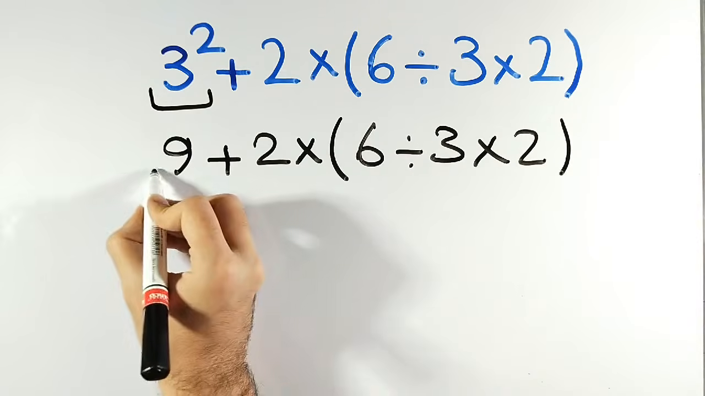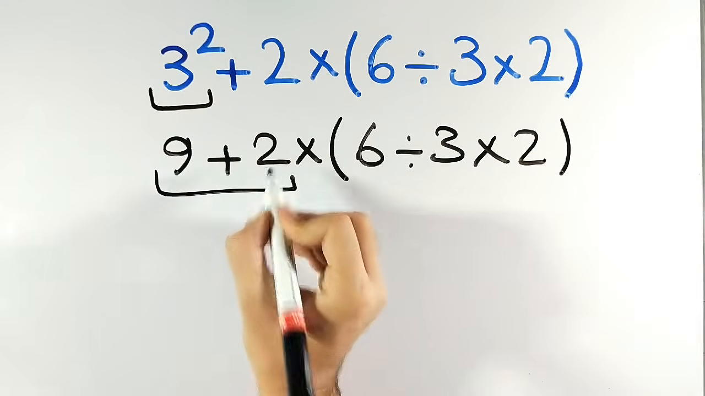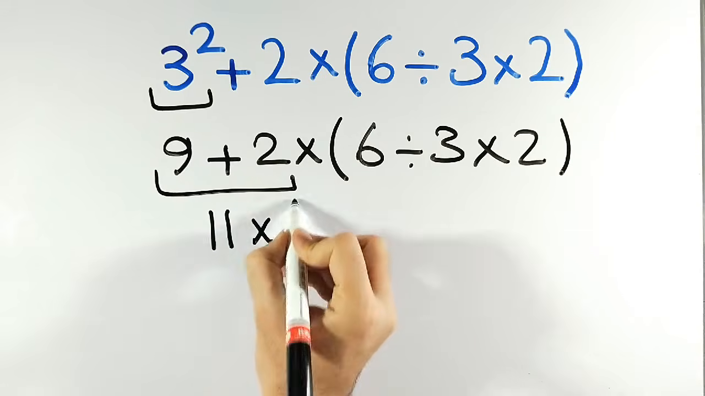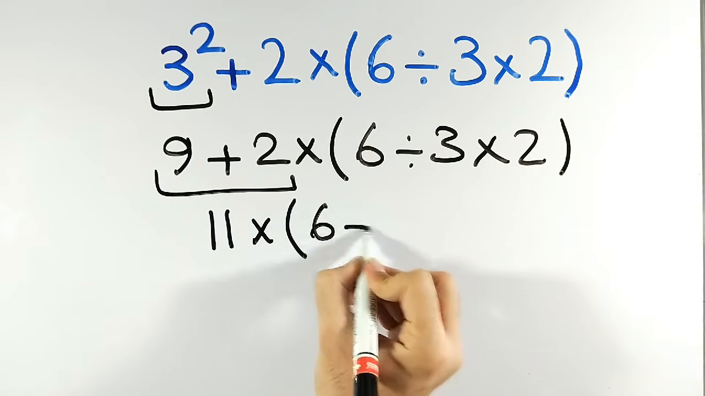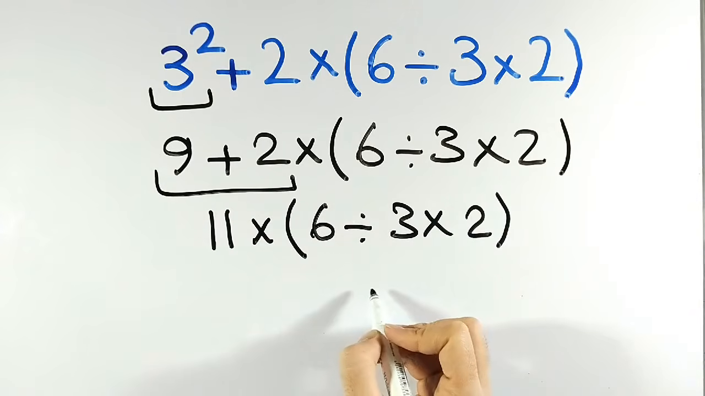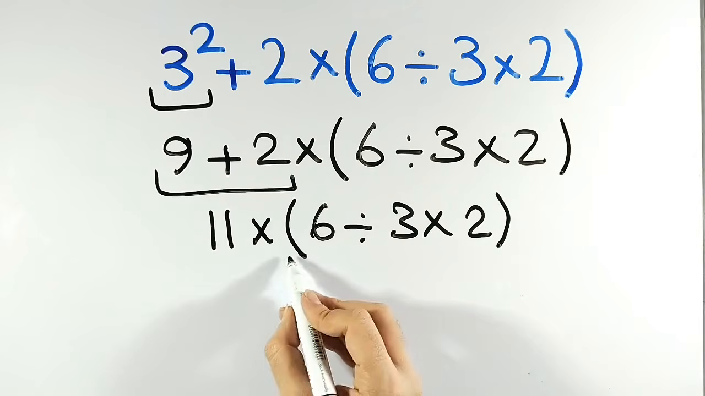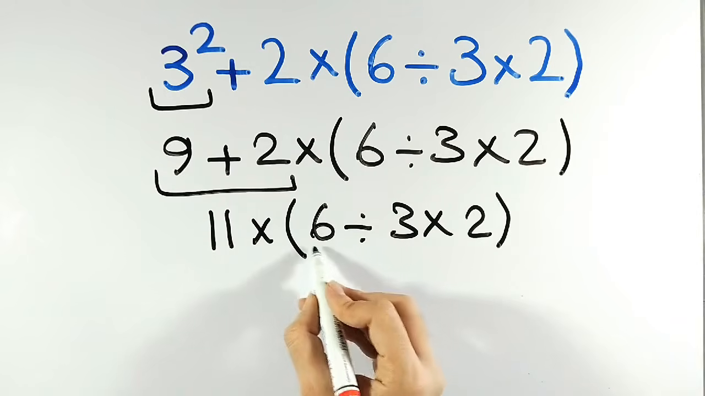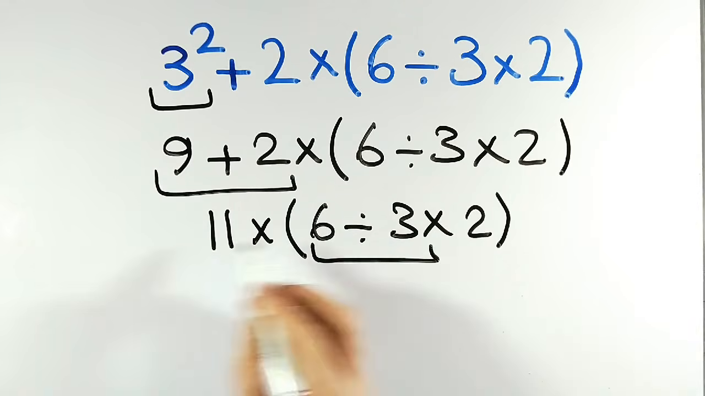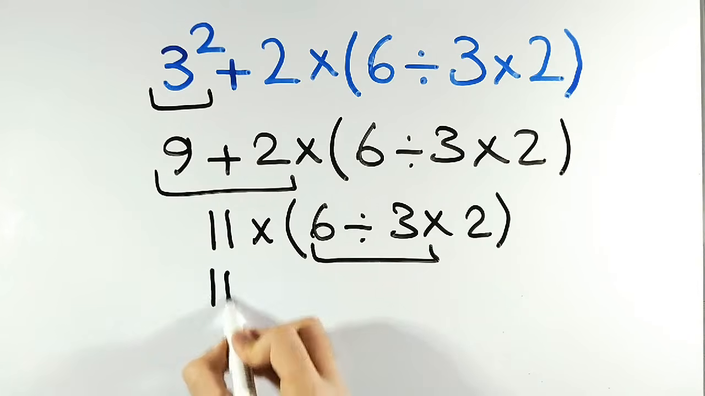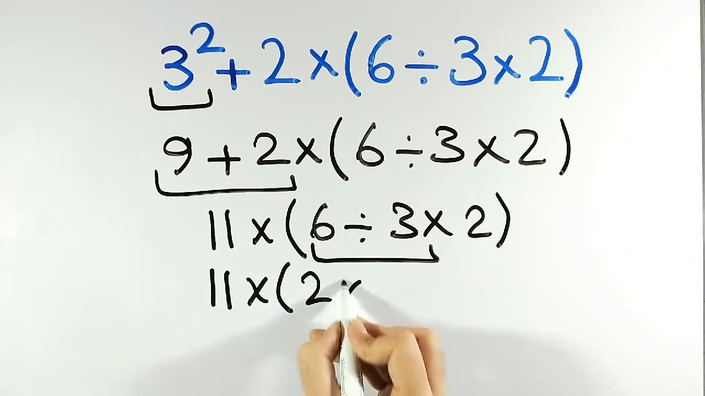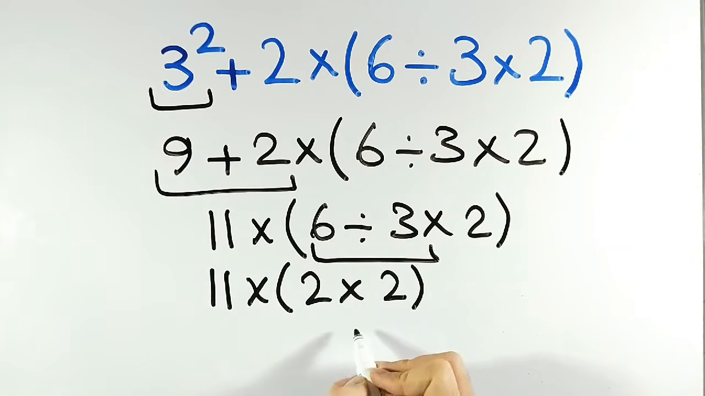In the next step, they go for the addition between 9 and 2 and write this expression as 11 multiplied by open parenthesis 6 divided by 3 times 2 close parenthesis. Then they go for the expression inside the parenthesis and start with the division between 6 and 3. So, instead of this expression, they write 11 multiplied by open parenthesis 2 times 2 close parenthesis.